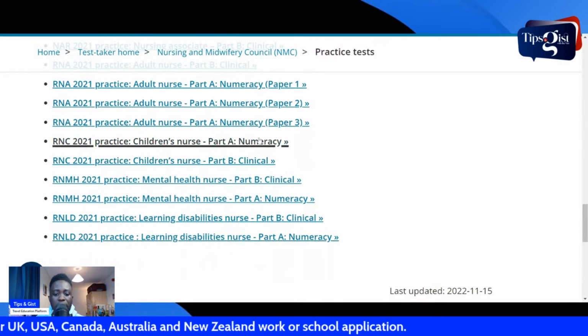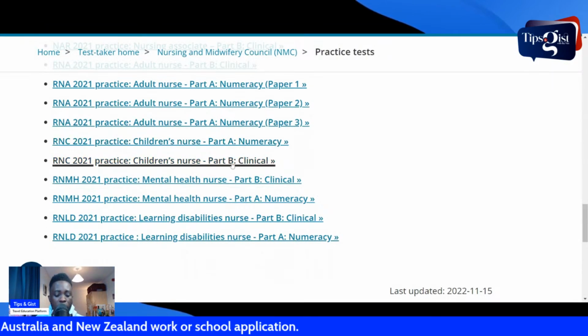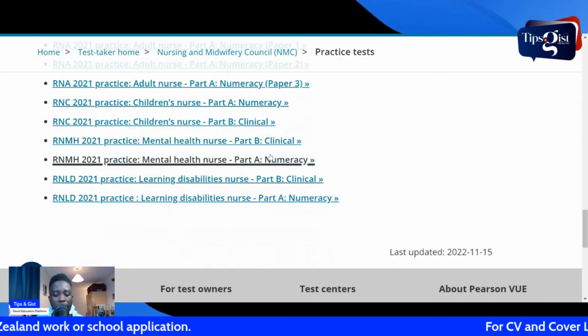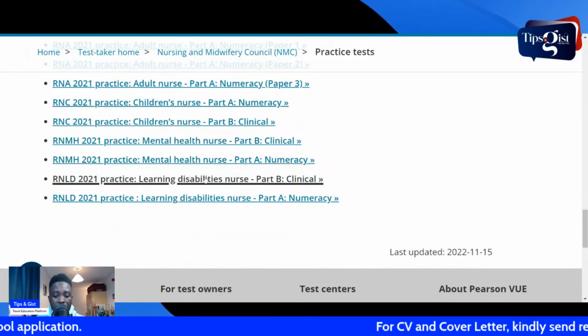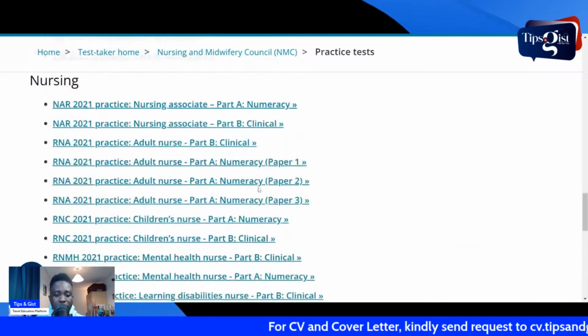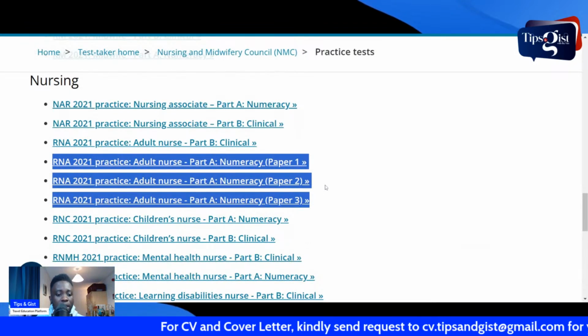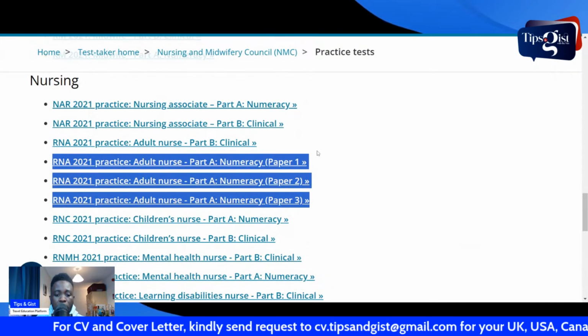If you're a child nurse, they have 1 for numeracy, 1 for clinical. If you're mental health, 1 for clinical like that, and for learning disability, 1. So it's adult nurses who are having the upper hand. This is just a benefit for adult nurses.